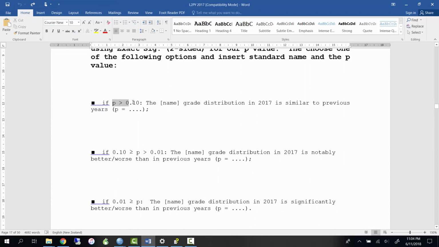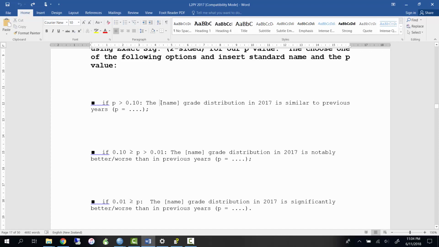If nothing's happened, if the p-value is greater than 0.1, it's just the same thing as usual. We say it's similar. If the p-value falls between 0.1 down to 0.01, we say that it's either notably better or worse. But if the p-value falls below 0.01, we say there's a significant difference. It's a significant improvement. Unfortunately, not in this case.